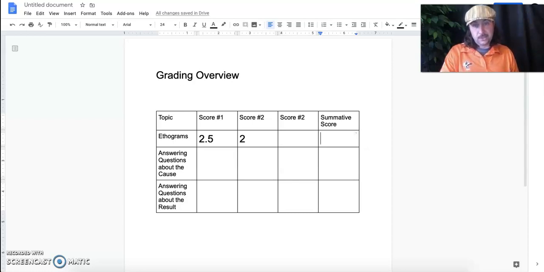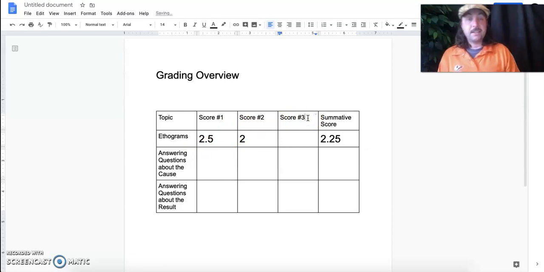What I did is I looked at the evidence I have. How well do you write ethograms to this point? And I generated your summative grade based on that. So if I was to look at this, I'd say, well, they got 2.5 on the first one, 2 on the second one. They're probably at about a 2.25, right? It's kind of an average, but it's open to my interpretation. And here's why. You're going to be writing more ethograms. In fact, this week's or last Friday's assessment on the snakes asked you to write your third ethogram.